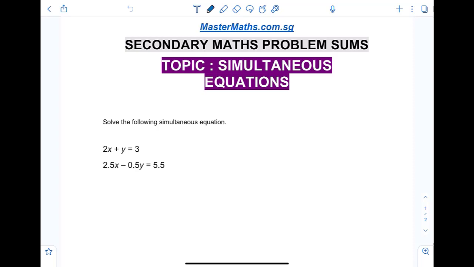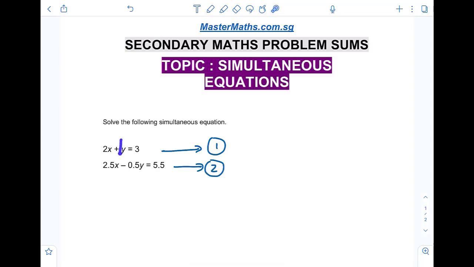Solve the following simultaneous equation. First equation, 2x + y = 3. Second equation, 2.5x - 0.5y = 5.5. So what you can do is to use the elimination method.